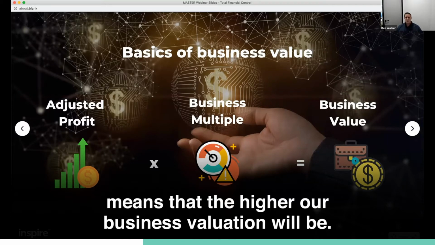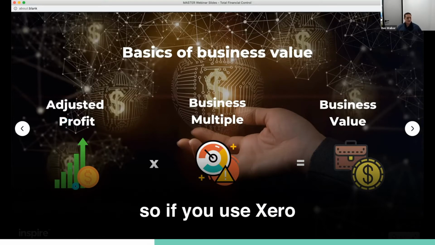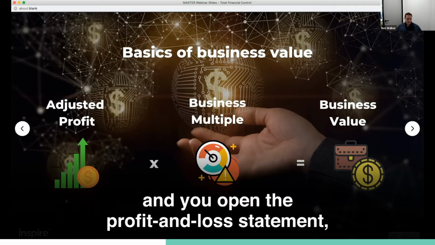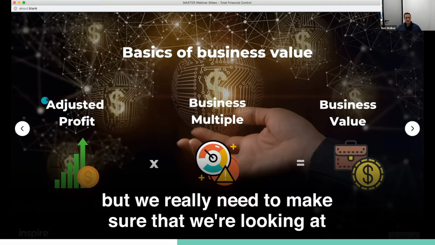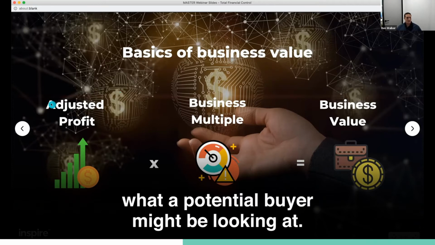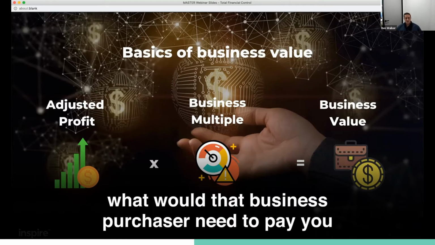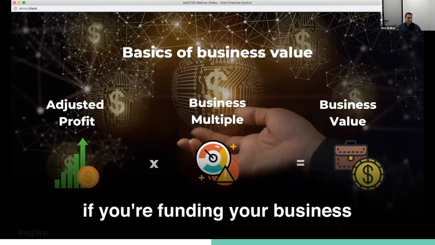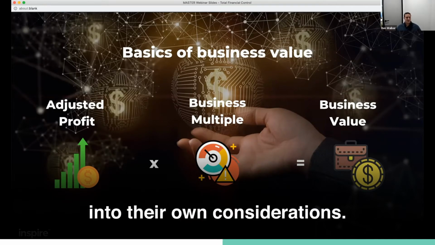And when we're looking at adjusted profit, if you use Xero as your accounting software and you open the profit and loss statement, that's a guide to working out what your profit is, but we really need to make sure that we're looking at what a potential buyer might be looking at. So we've got to adjust for things like, what would that business purchaser need to pay you or another person to run that business? Usually they add back interest if you're funding your business and it pays interest, because the buyer would need to take that into their own considerations.